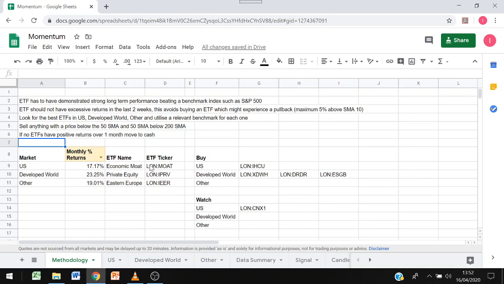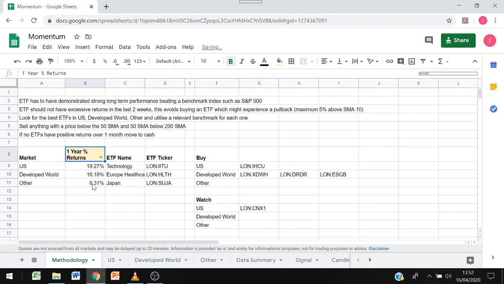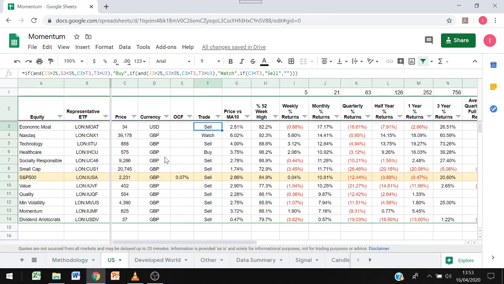So here, I have a drop down and I can select yearly returns, or I can select monthly returns, quarterly returns, and it will pull out the best performing ETFs in the three markets, and it'll tell me what the tickers are for them. And then over here, it'll tell me which ETFs are showing buy criteria at the moment and which ones are on the watch list.